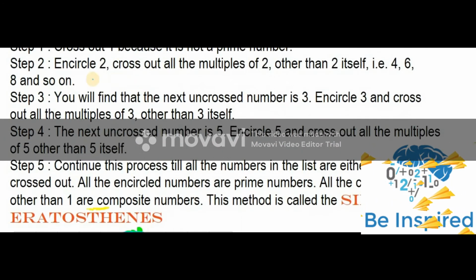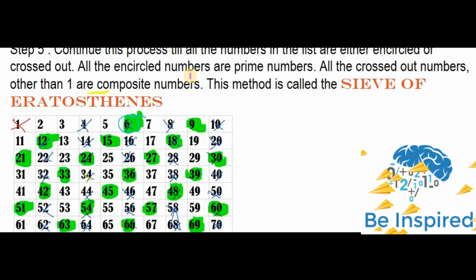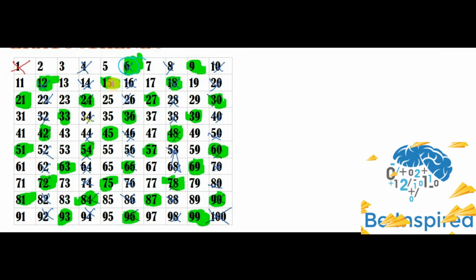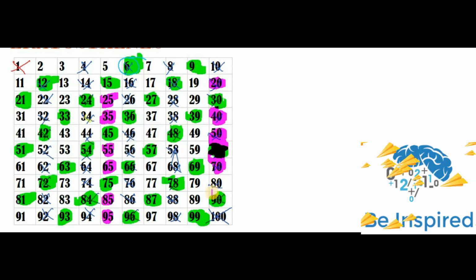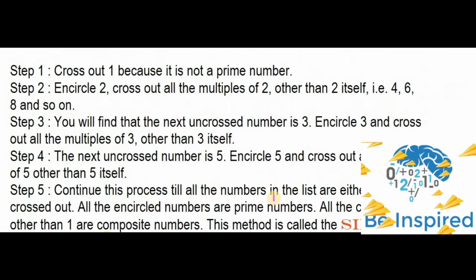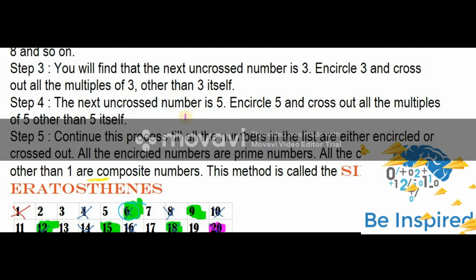Now the next uncrossed number is 5. So with the help of 5 we are going to strike off all the multiples of 5. This is very simple. Numbers which end with the last digit 5 or 0, those numbers we can strike off. And next, continue the process till all the numbers in the list are either encircled or crossed out.